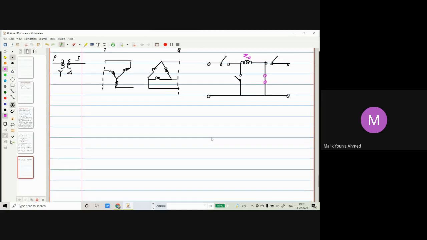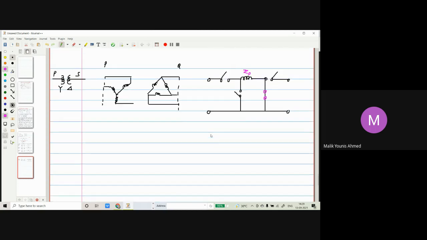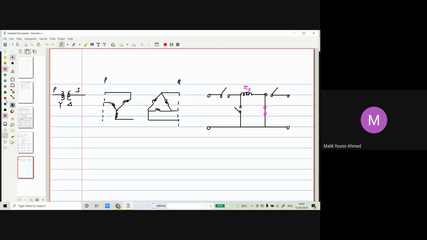Okay, the next combination is delta delta. Let me copy this. I'll copy this here. Copy, paste here, and I need to copy this. Copy, paste.